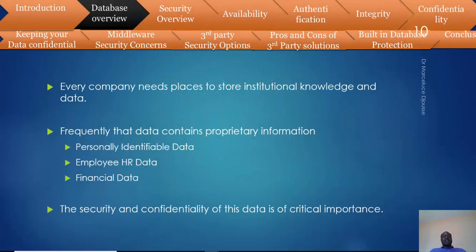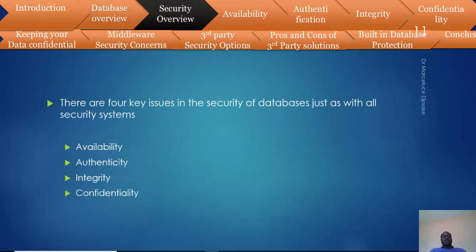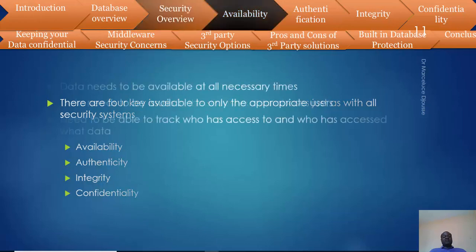And every company needs a place to store institutional knowledge and data. Frequently, that data contains proprietary information like personal identification tables, employee human resources data, and financial data. The security and confidentiality of this data is of critical importance. There are four key issues in the security of a database, just as with all security systems. We have availability, authentication, integrity, and confidentiality.